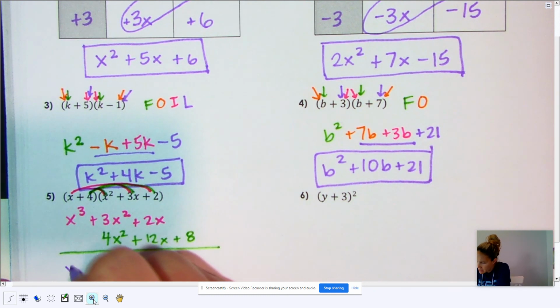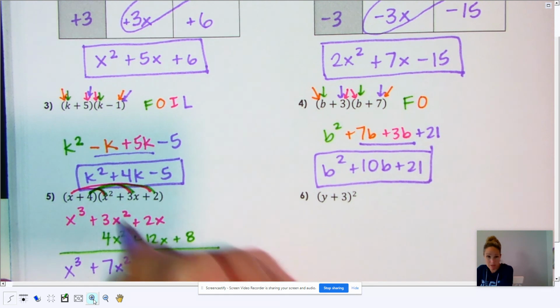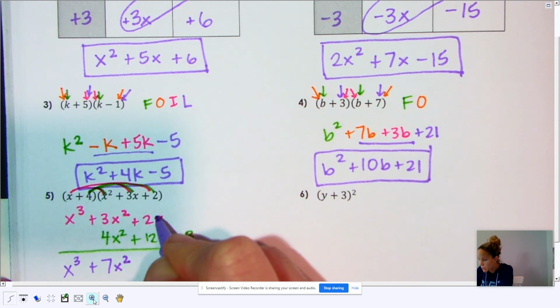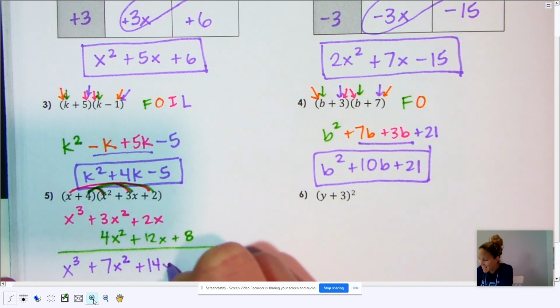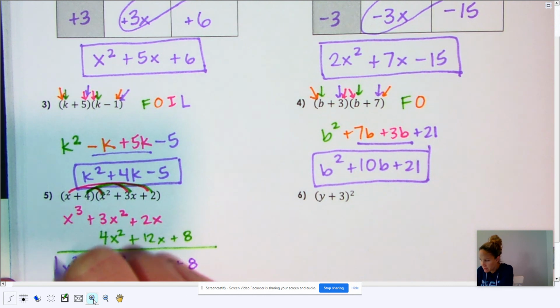So now I have x to the 3rd. I have 7x squared. I'm just adding straight down. I have 2x plus 12x, which is 14x. And then I have this plus 8 at the end. Okay, and that's my final answer.